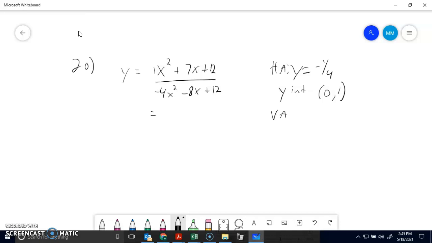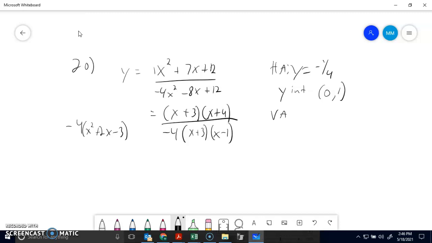Vertical asymptote. All right, we got a factor cancel here. The numerator factors into x plus 3 and x plus 4. The denominator, I take out a negative 4 first. It gives me x squared plus 2x minus 3. So what I have is negative 4, and I have x plus 3 and x minus 1. So I do see a shared 0. I get negative 3, positive 1, that's a 0.